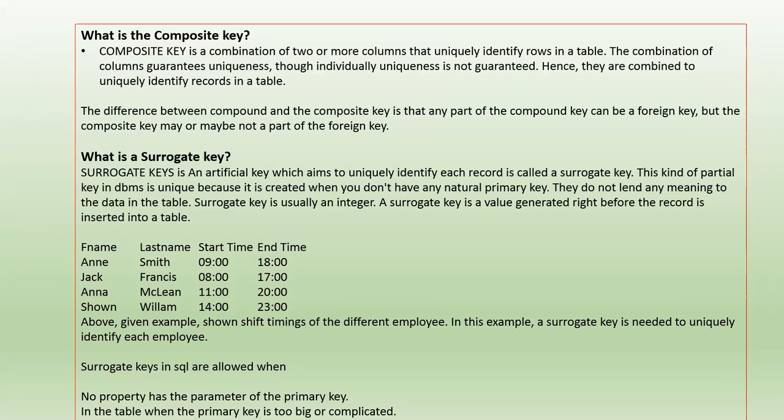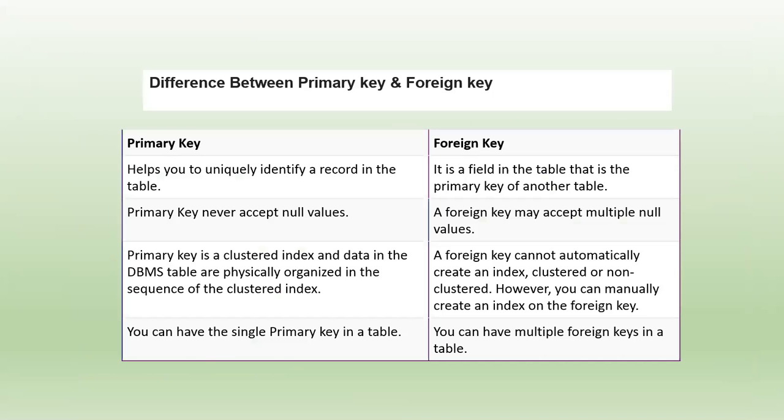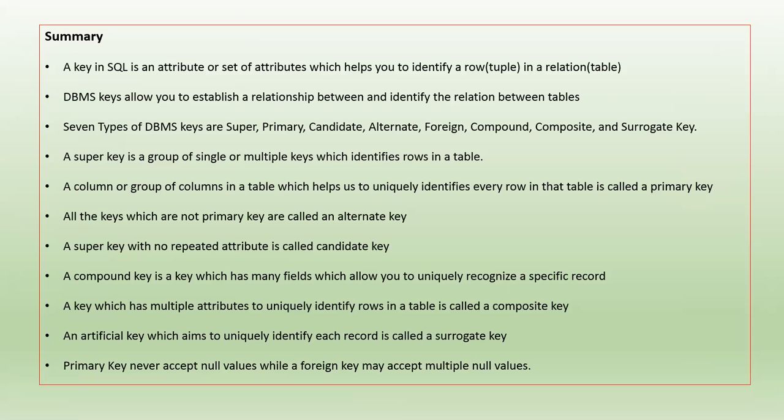The above table shows shift timings for different employees. In the example, the surrogate key is needed to uniquely identify each record. Surrogate keys in SQL are allowed when no property has the parameter of a primary value. When the primary key in the table is too big or complicated, a surrogate key is used.